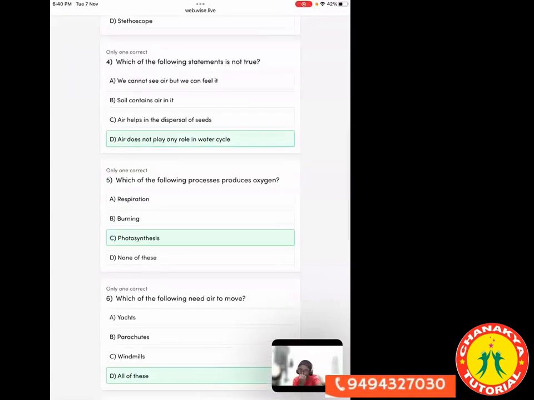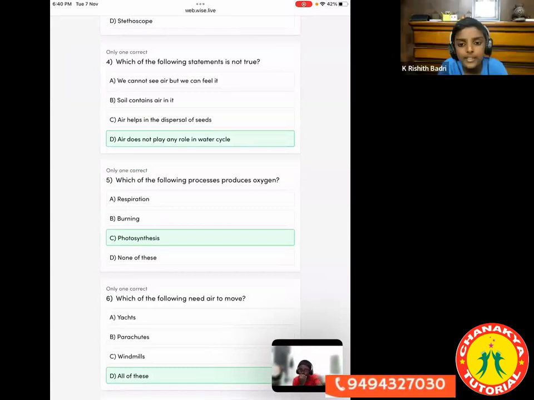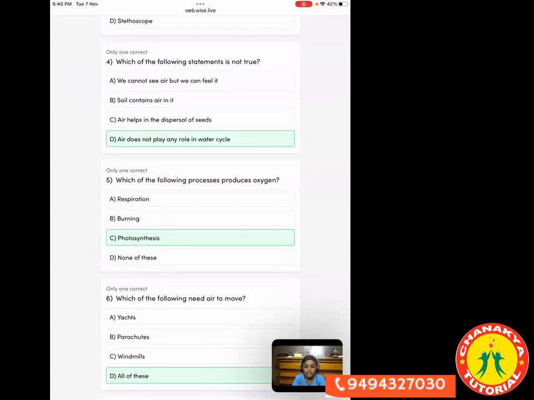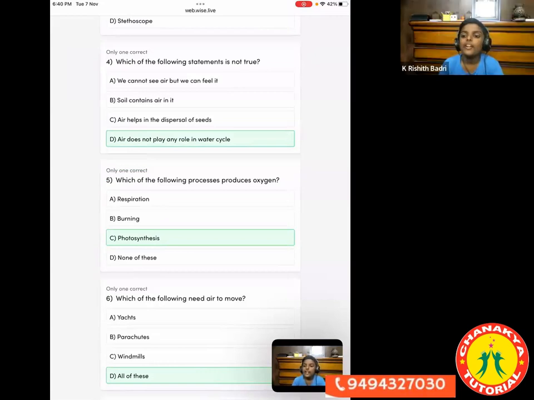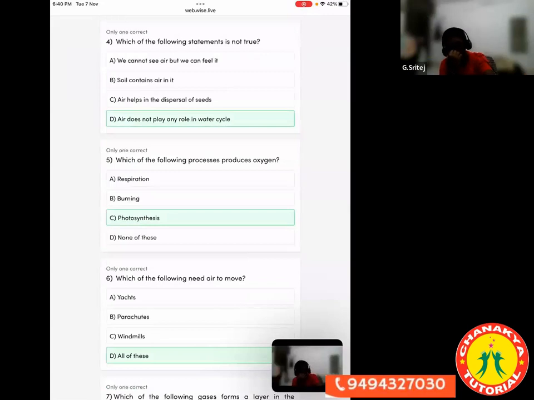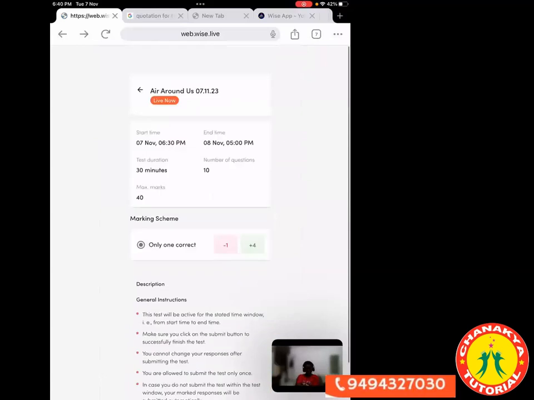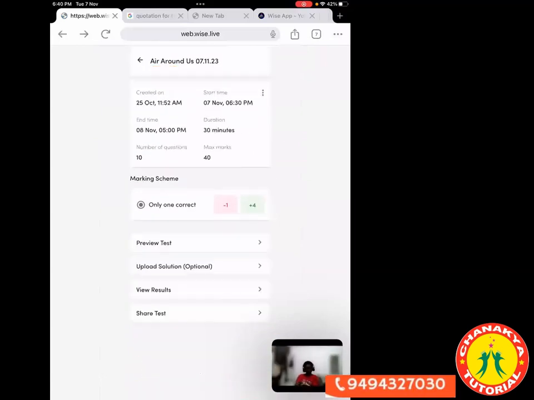The answer here will actually be the process that produces oxygen. Here they are saying the process where oxygen is produced. So plants only produce the oxygen, right? They take the carbon dioxide and they give the oxygen. Correct. Okay, ma'am. Okay, I'll just show you the result. I'll go a little back.